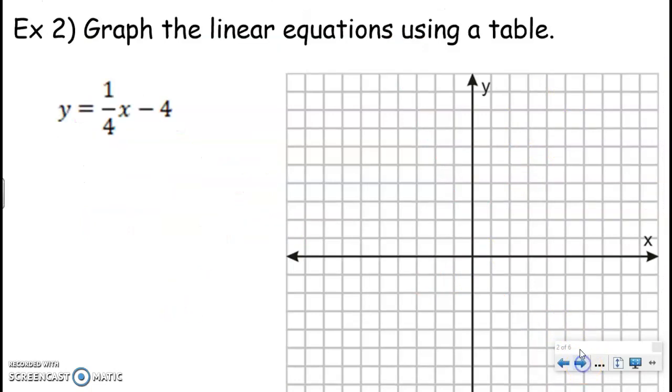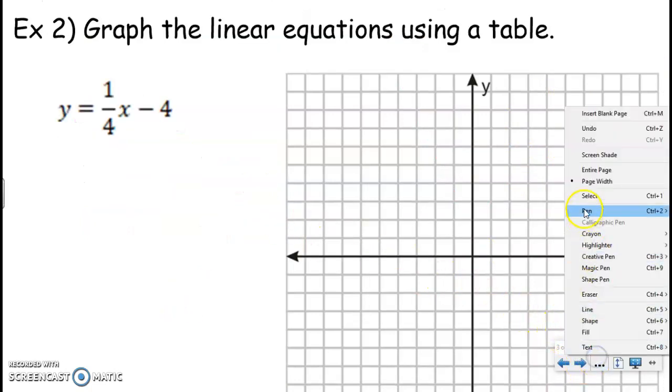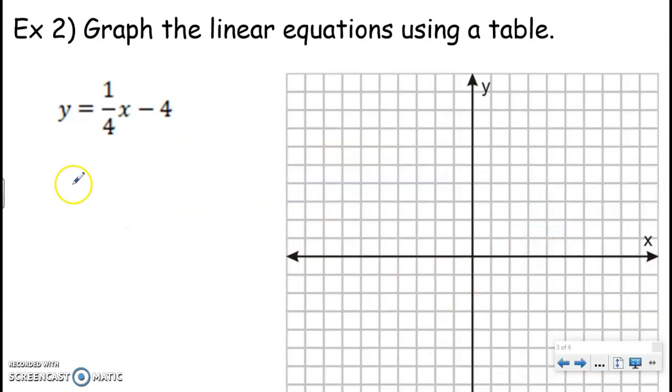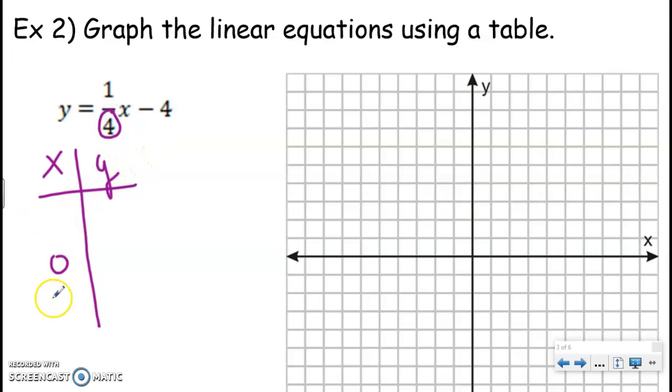Next problem. Same idea. Biggest thing that's different here for what I'm going to do is because there's a fraction there, I like to avoid having to graph fractions. So what I do is I always use 0. 0 is easy when I plug it in. But if there's ever a fraction, I always find my denominator and I use that and the negative of that. Okay, so I'm going to use 4 and -4.